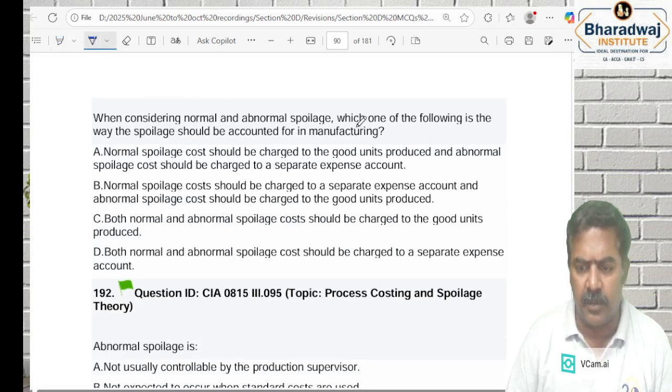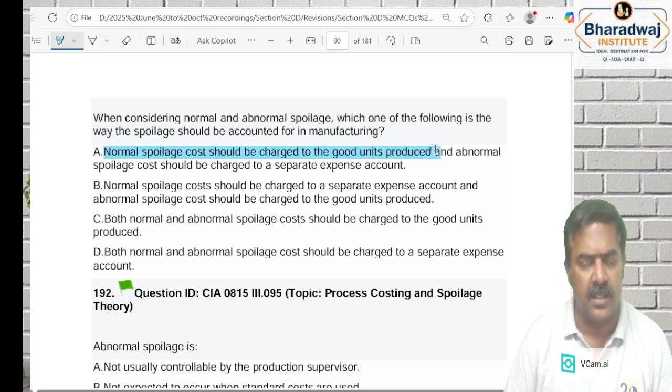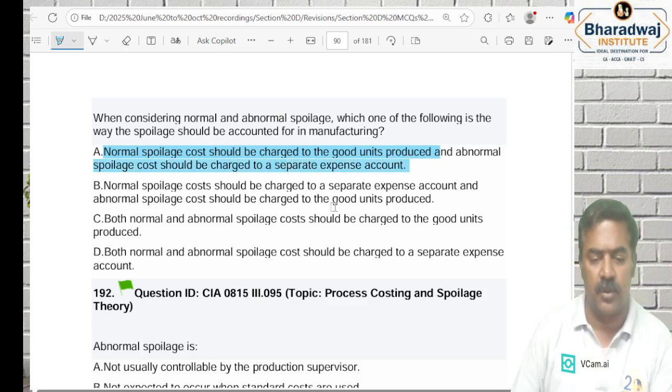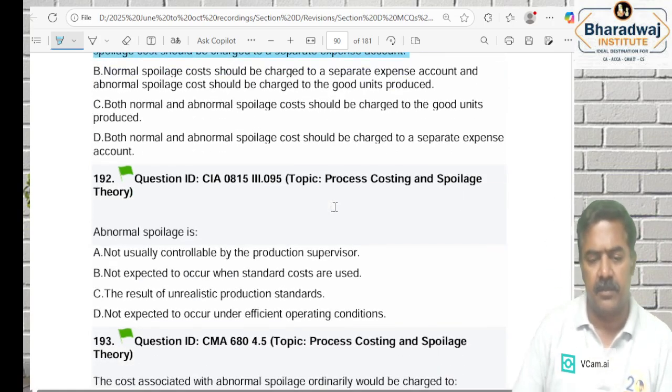When considering normal and abnormal, which of the following spoilage should be accounted in manufacturing? Yes, normal spoilage will be charged to good units. That will be borne by the customer. Unavoidable losses will be borne by the customer. Abnormal losses are charged in a separate P&L account. Separately in which account? Profit and loss account, that is income statement.